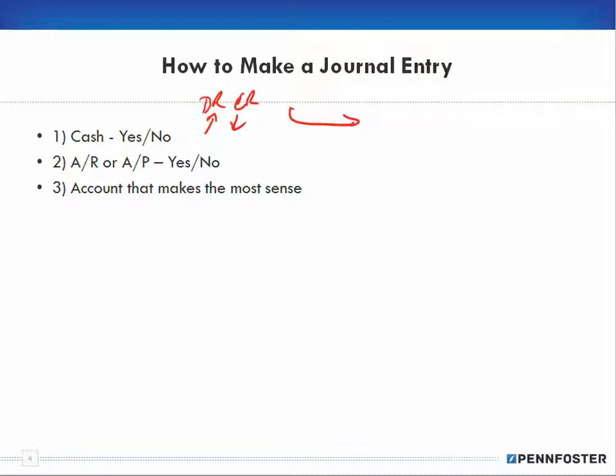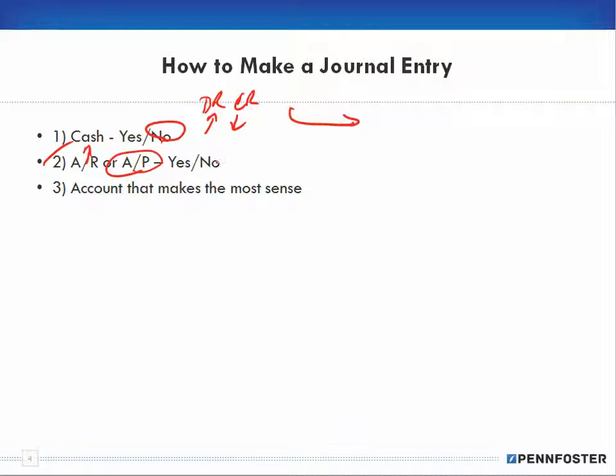If my answer to that first question is no, I'm not affecting cash, then I ask myself the second question: does it affect accounts receivable or accounts payable? If I'm affecting receivables, that's in essence basically the same, and I'm going to do the same thing as I did with cash. But if I'm looking at an accounts payable, then I'm just doing the opposite, because receivables and payables are the opposite sides of the same coin.